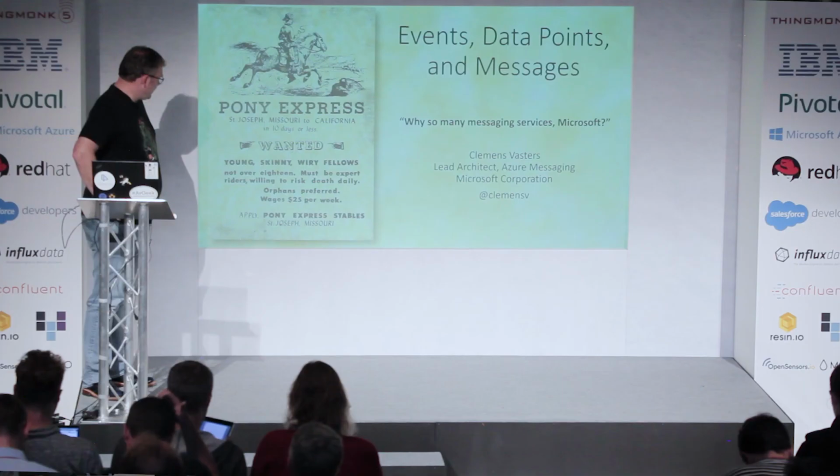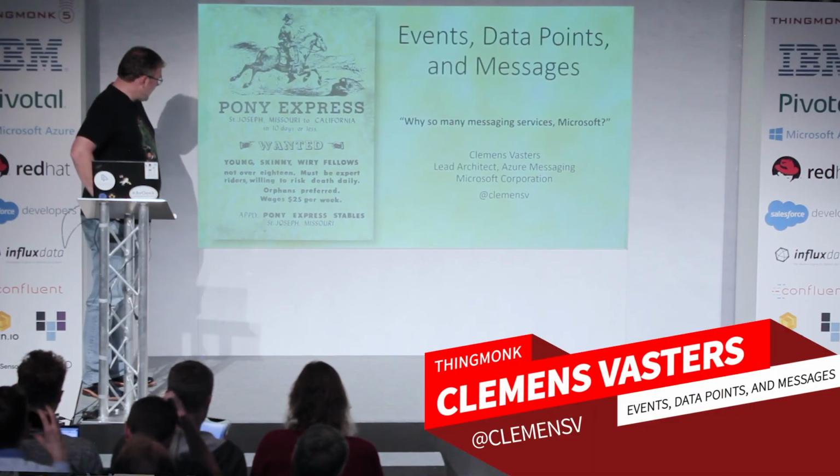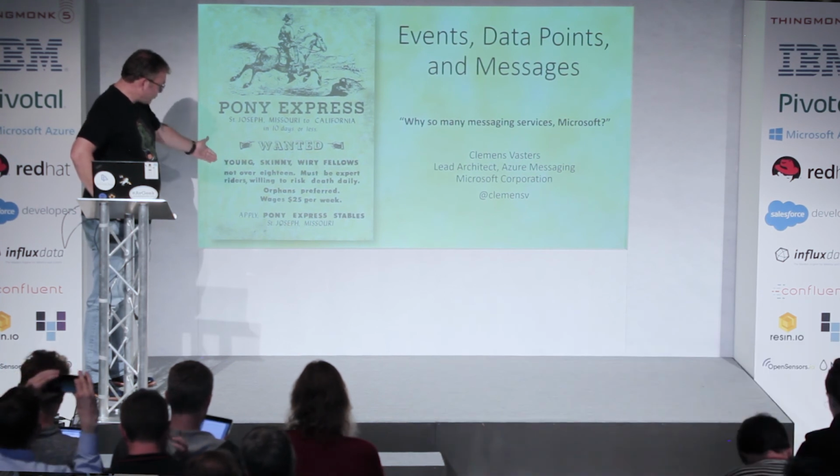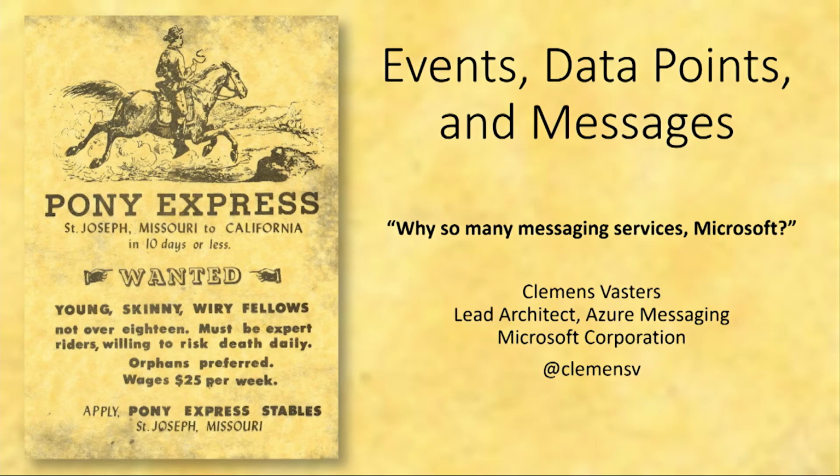Messaging used to be, you had to be willing to risk death daily. Orphans were preferred. You got $25 per week for the Pony Express. Messengers since then have not as much of a risky life, but have a lot of things to explain at times. So I'm going to try to do this.